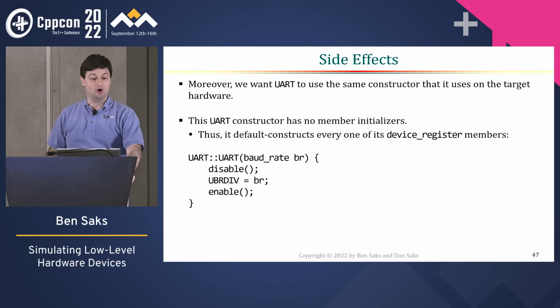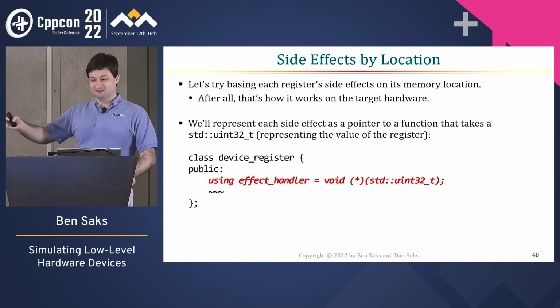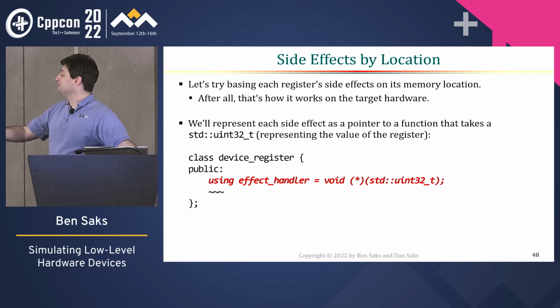I mean, that's how the target hardware does it, right? These registers mean specific things to the hardware based on their location. So, we'll represent a side effect as a pointer to a function that takes in a uint32_t, the value of the register that we're operating on. Doesn't need to return anything, has side effects. Doesn't have a return value.